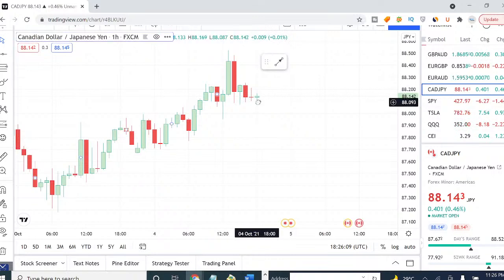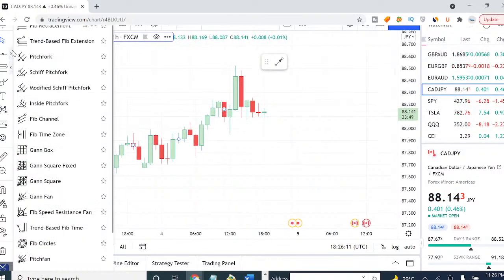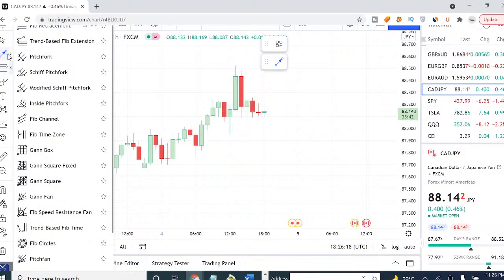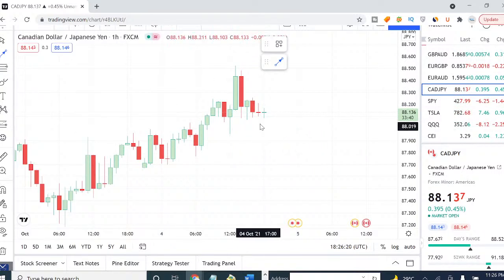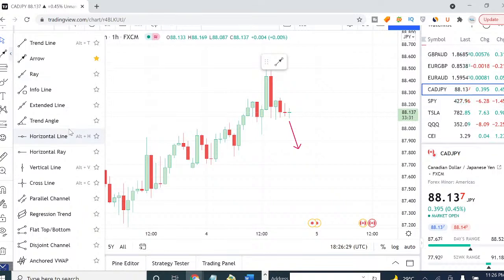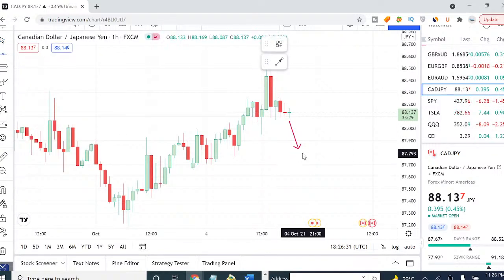So go for the, this is the, here, what happened. So let me put an arrow. Okay, so we are expecting the market to be down from this area, so it can test the next level, that is 87.799. Okay, so Canadian dollar JPY to be bearish from my side.